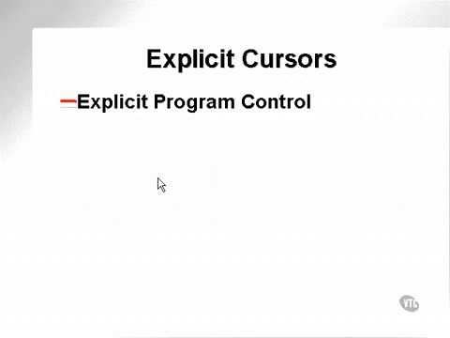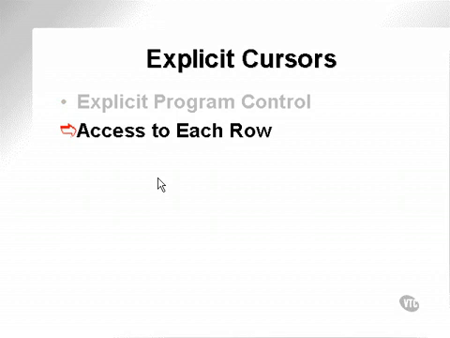Explicit cursors. What is an explicit cursor? Unlike an implicit cursor, which is declared automatically, an explicit cursor is declared by the programmer. An explicit cursor allows precise, row-by-row program control. By this we mean that an explicit cursor will allow explicit or specific access to each row in the cursor.